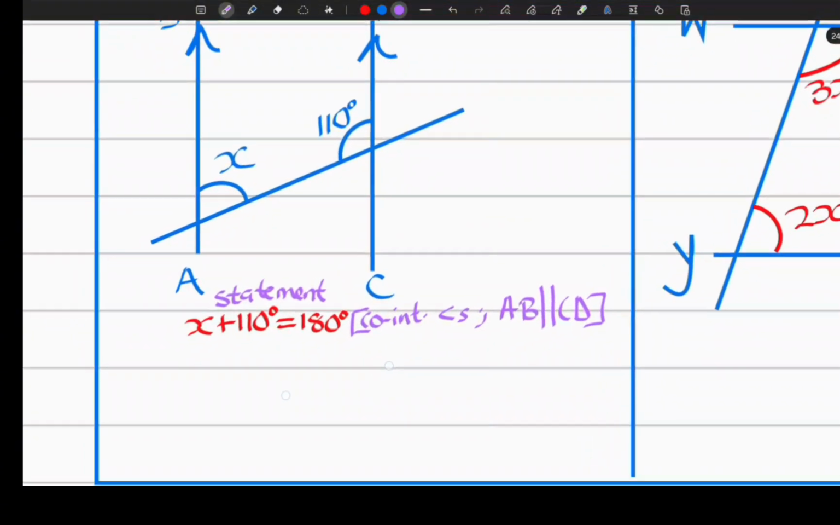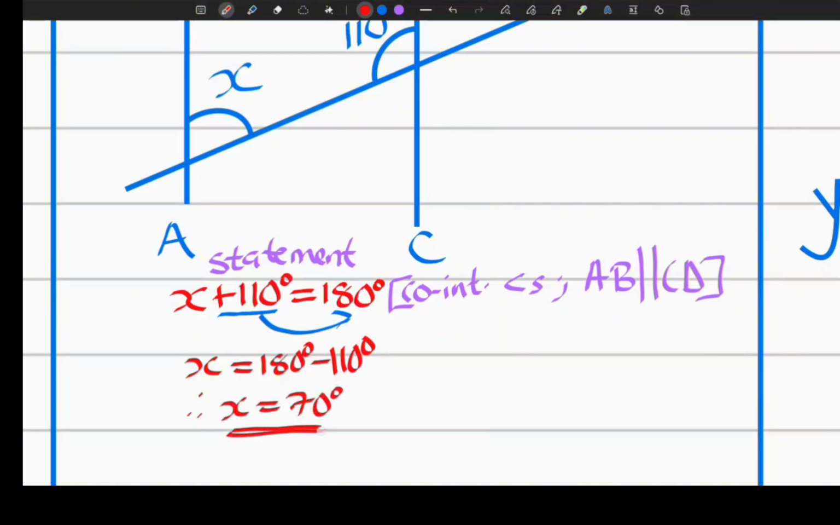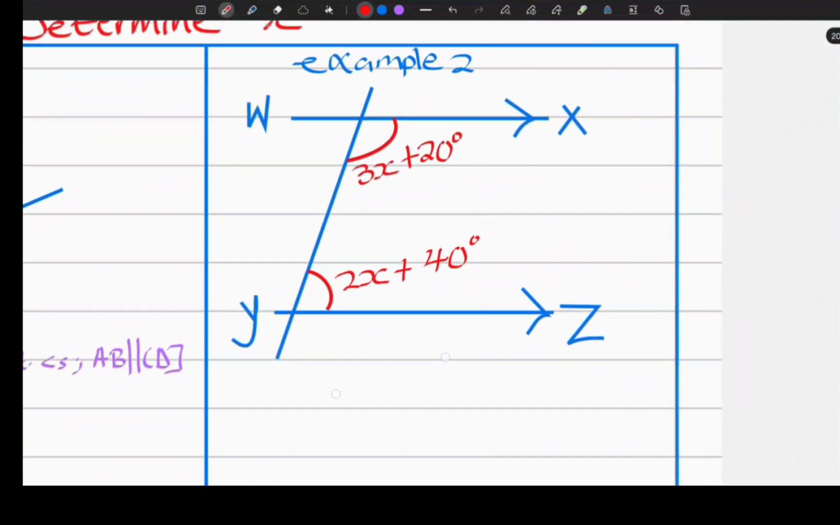All we have to do is to solve for x. And to solve for x, we're going to take this 110 degrees over the equal sign, and we're going to reverse that operation. The current operation is addition, but when we take it over, it will become subtraction. x equals 180 degrees minus 110 degrees. Therefore, the value of x is 70 degrees. And that's it. We've solved for x. Now let's move on to the second example.